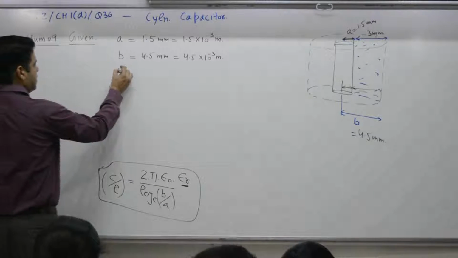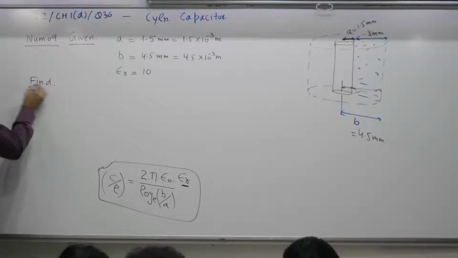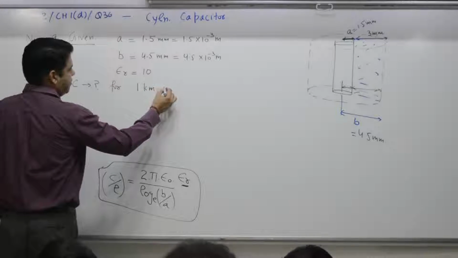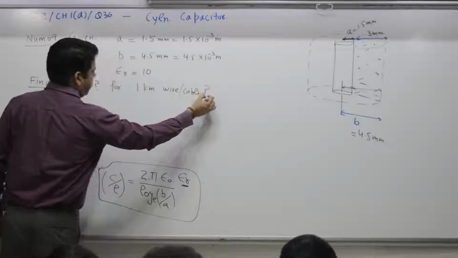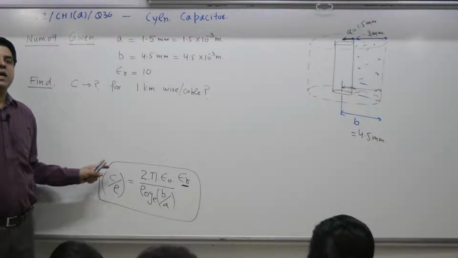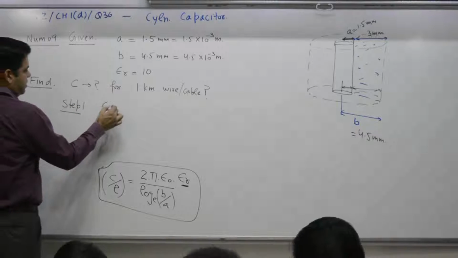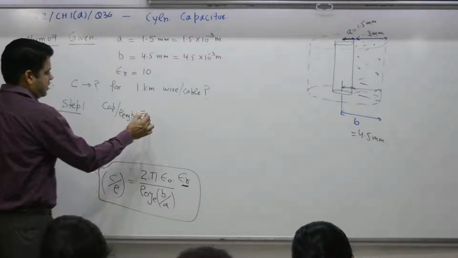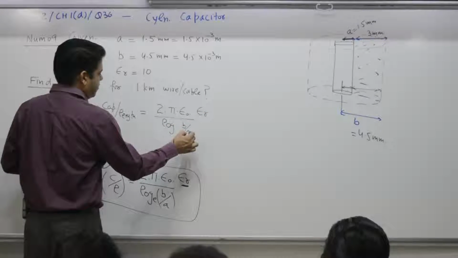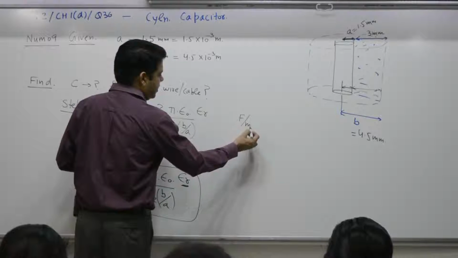Epsilon r is 10. You have to find out capacitance for 1 kilometer wire or cable. The formula is given on the board, but this formula is for capacitance per unit length. So step 1: capacitance per unit length, that means per meter, is equal to 2 pi epsilon naught epsilon r over log of B by A to the base e. If all are in SI units, you will get farad per meter.